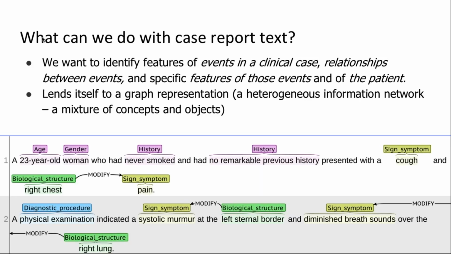So if we're identifying features of the events in a particular clinical case and the relationships between those events, as long as we also have the specific features of those events and of the patient, then we can start to assemble this knowledge graph in both kind of that individualized way on the set of a document or a set of documents, but also for our entire corpus of clinical case reports. This lends itself pretty well to graph representation. As I mentioned earlier, that's essentially just when we take those entities and we link them on the basis of those relations. And what we end up with is this heterogeneous information network.